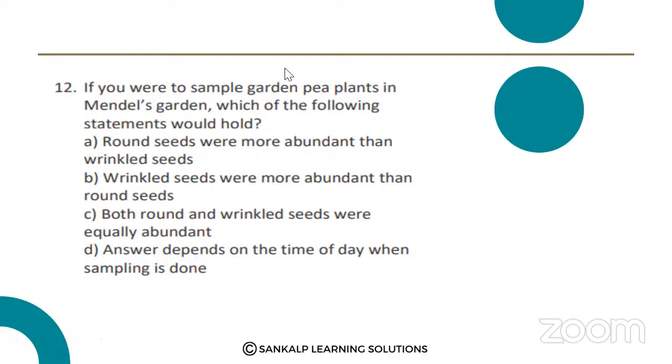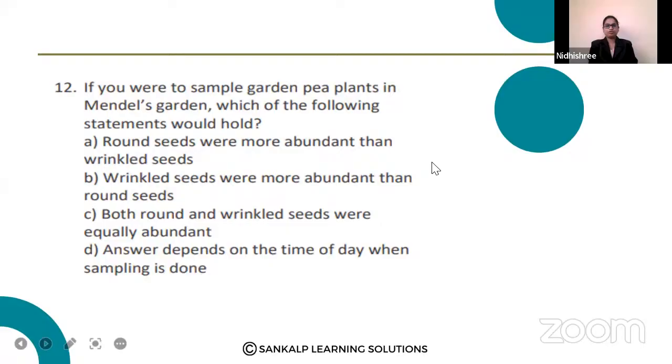Option A, ma'am. Option A, ma'am. Round seeds are more abundant than wrinkled seeds. Yashwant, Deepti, Dyuti, Lakshmi, Veeresh, Swati, Kavita, Nidhi, Saundarya, Hemashri, Aishwarya, Gayatri, most of them voted for option A, that is round seeds were more abundant than wrinkled seed.